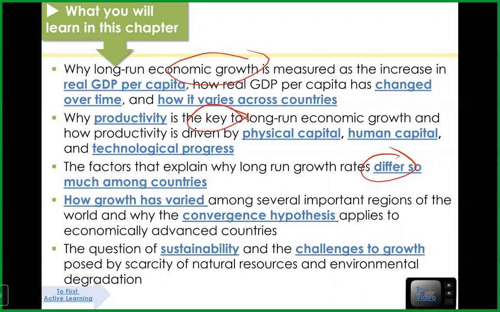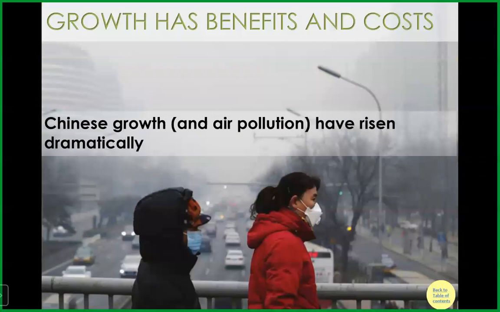Then we're going to talk about the convergence hypothesis. Essentially, the countries are going to catch up with each other. But is that true? That's something we need to investigate. We are going to close this chapter by talking about sustainability. That means whether long-term growth is sustainable, because usually growth comes at the cost of environmental issues, at the cost of exhausting our natural resources. Whether we have enough resources to sustain the growth is the discussion we're going to have at the end of this chapter. So let's start with this one.